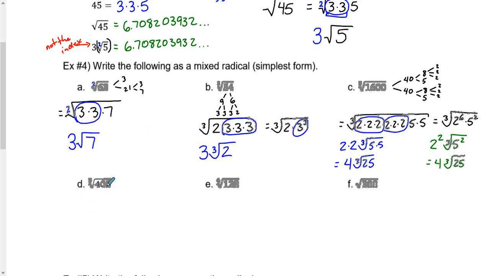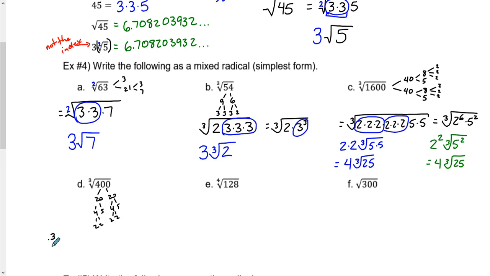Same kind of stuff. 400 will be a 20 and a 20, which is a 4 and a 5, each of those 4s being 2 2s. So we want to find out the cube root of 400.